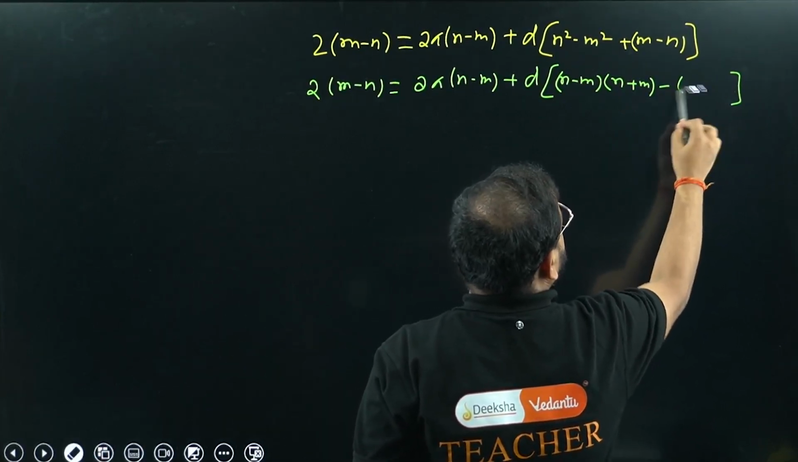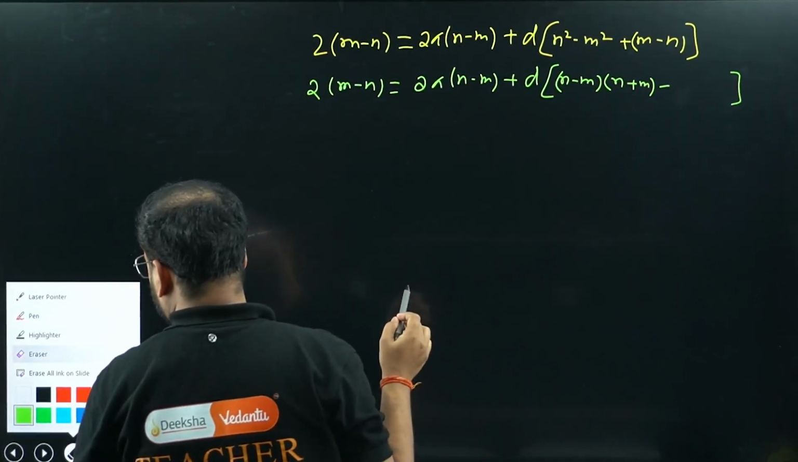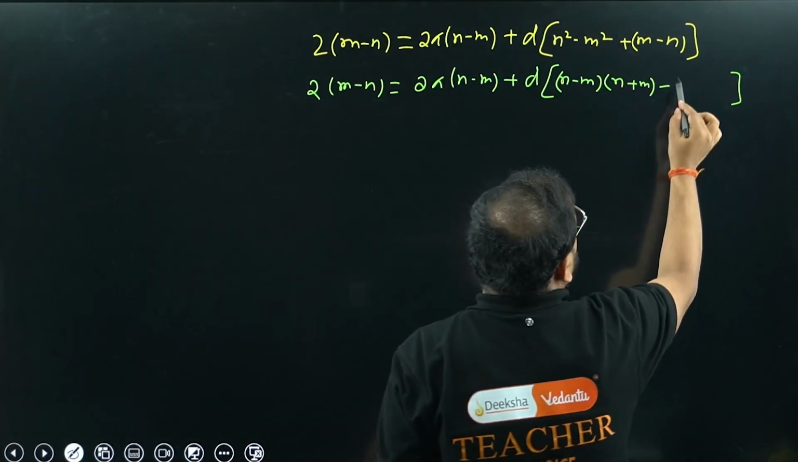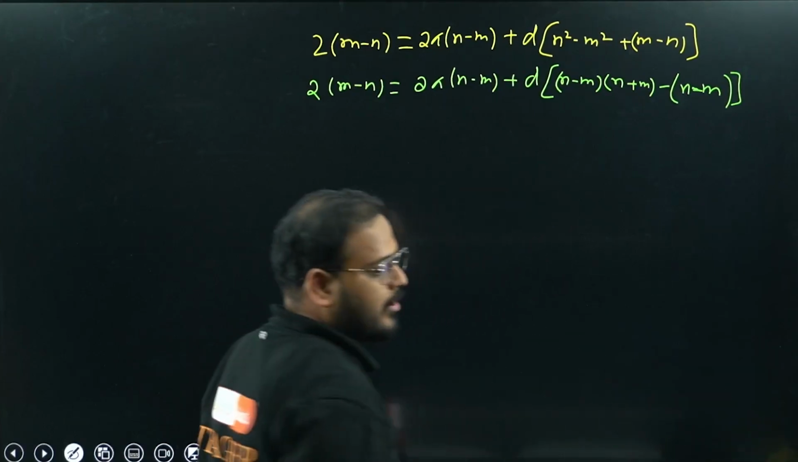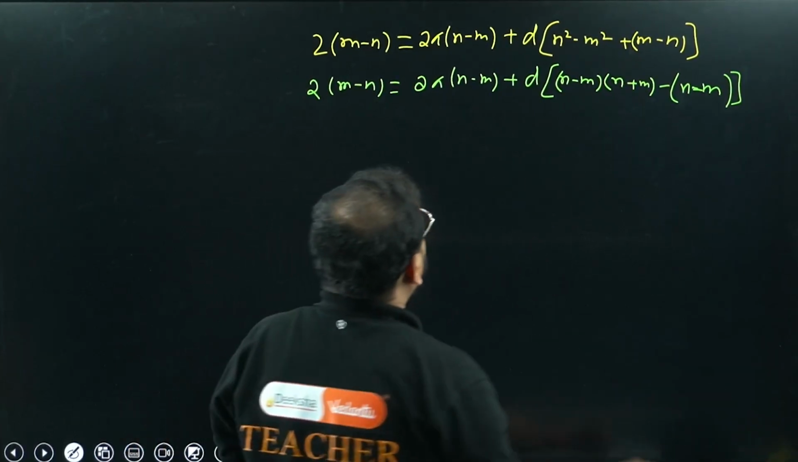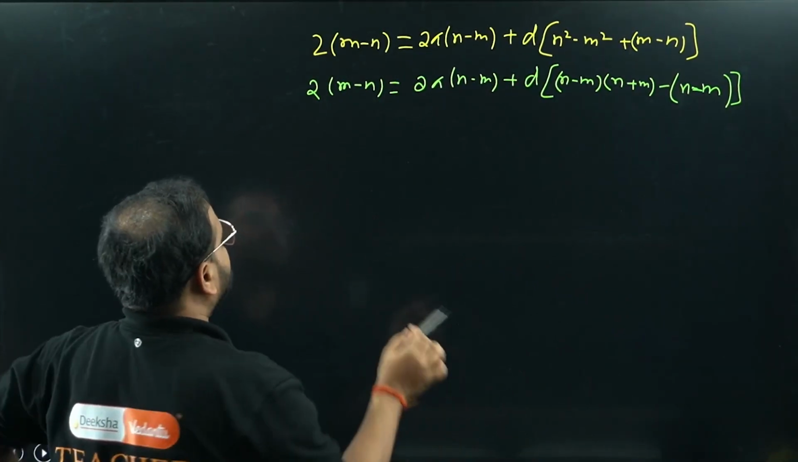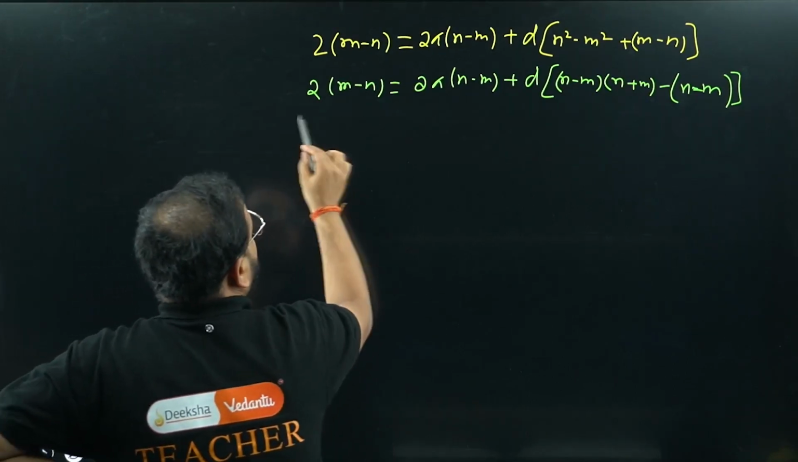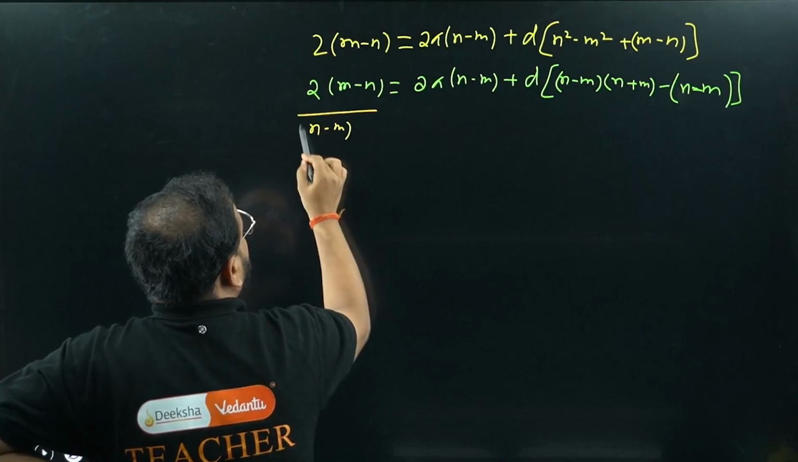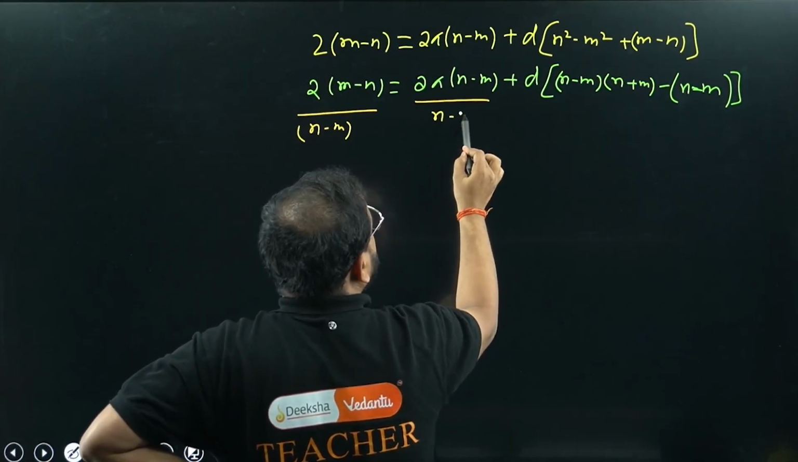Let me rewrite this in the last step. I'm taking the minus sign common in the last step, so I'm getting n minus m over here. Great. Now I'm going to divide everything by n minus m. So if I do that, please check.